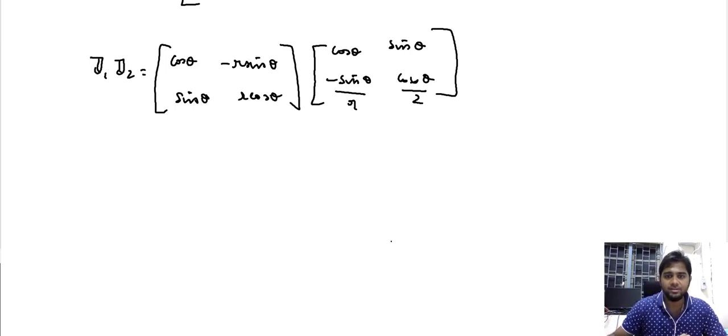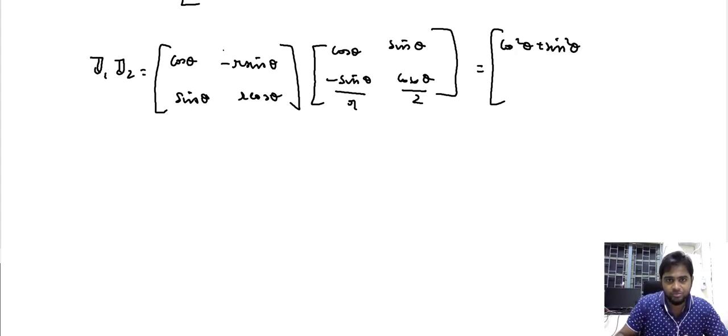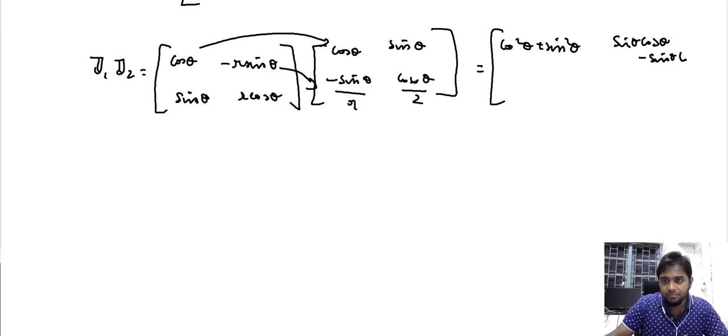Now when you consider this matrix multiplication, what we observe is that the first term would be cos² theta plus sin² theta. And the second term then would be sin theta cos theta minus sin theta cos theta.